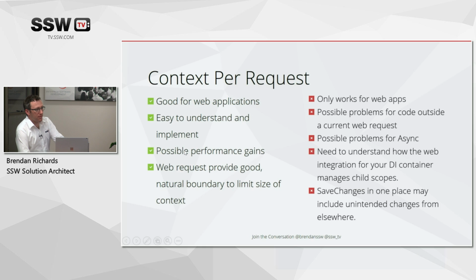It only works for web applications. You've got any code that's outside a current web request, so you've got startup code, you've got a back-end thread you kicked off, there's no request there to go and look at the context from. Depending on exactly how you've injected in your different bits, you might have a problem with async. You need to really get to understand how your website and your particular dependency injection container manages child scopes.